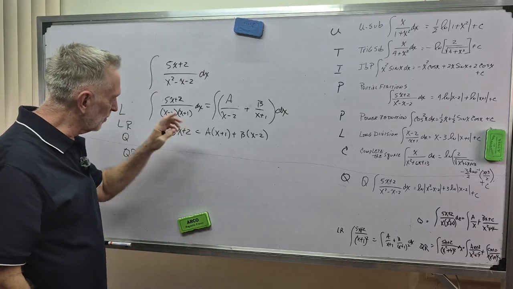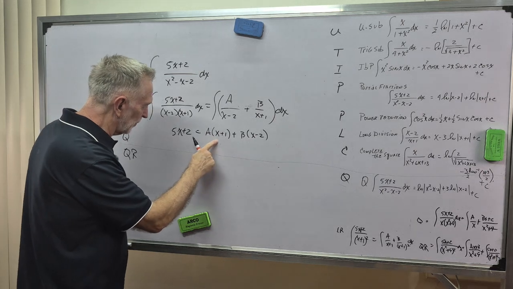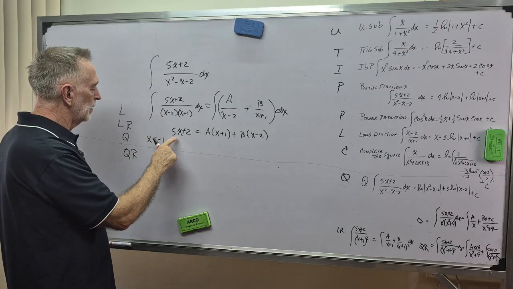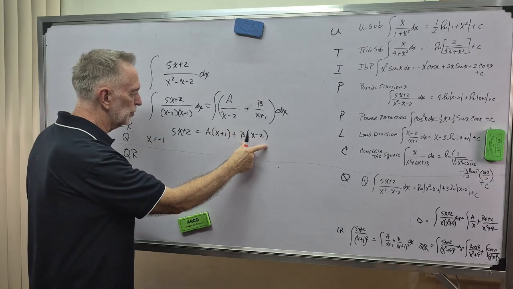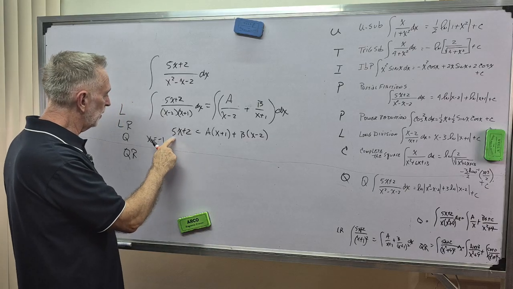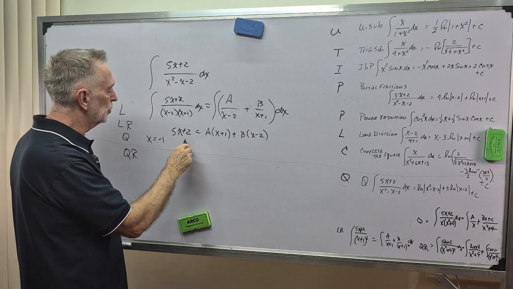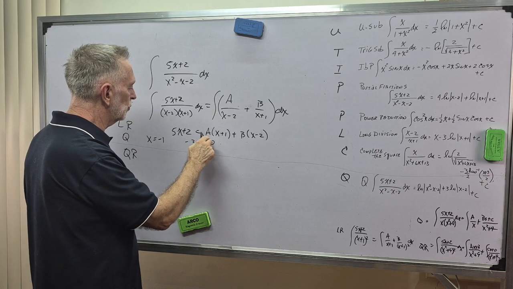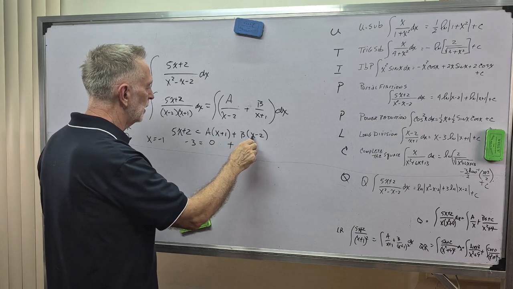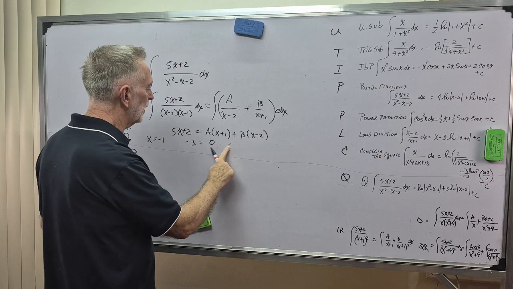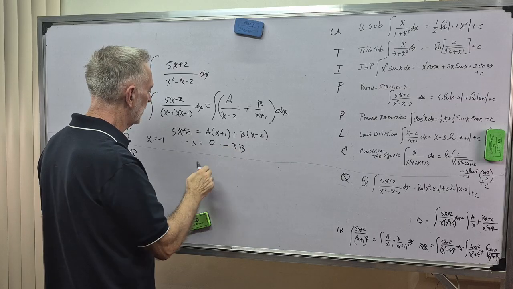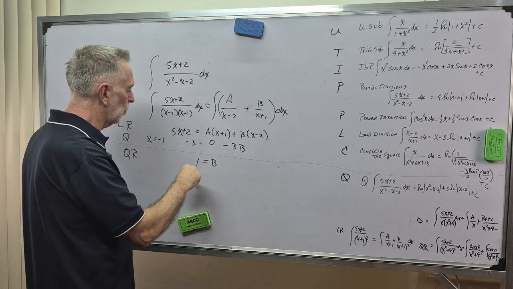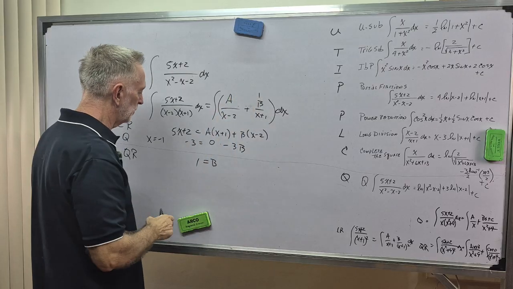And you just guess a number, not just any number. For example, if I let x equal negative 1, this will go to 0 and I'm left with just one term. So negative 1 times 5 is negative 5 plus 2 is negative 3 equals negative 1 plus 1 is 0. So all of this is 0 plus negative 1 minus 2 is negative 3. So that's minus 3b. So if I divide both sides by negative 3, I get b equals 1. Okay, so b is 1.